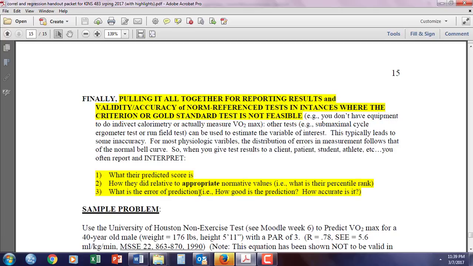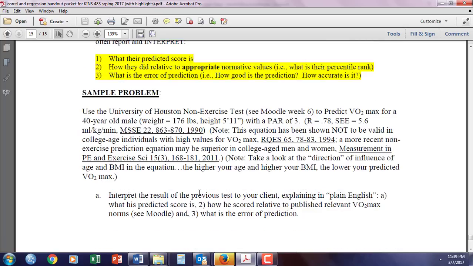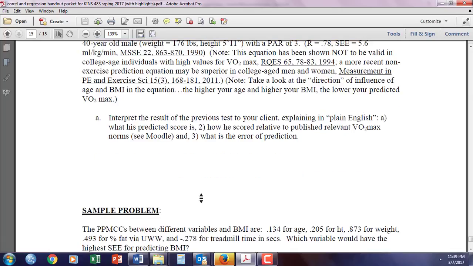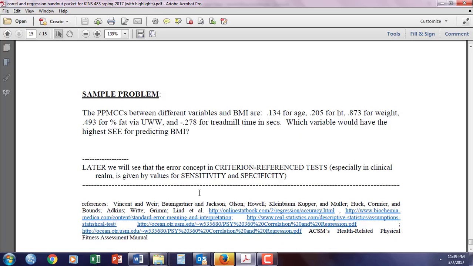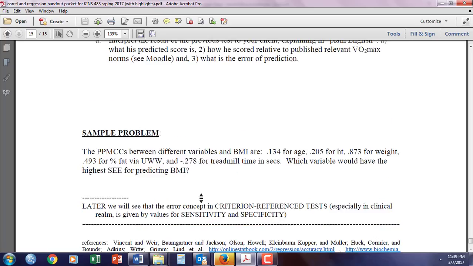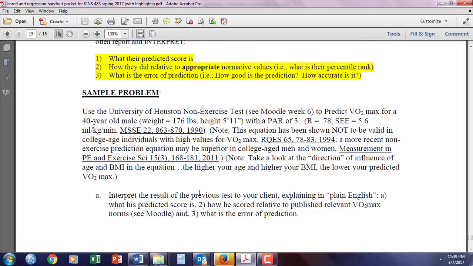Please take some time to go through these sample problems. When I'm back, I'll review them with you, but I think this should give you a good start in getting through everything you'll need for the homework assignment.